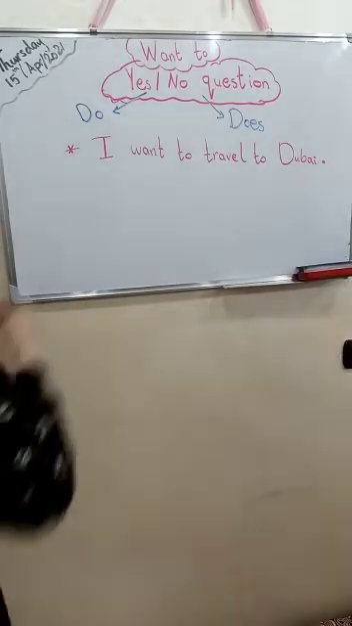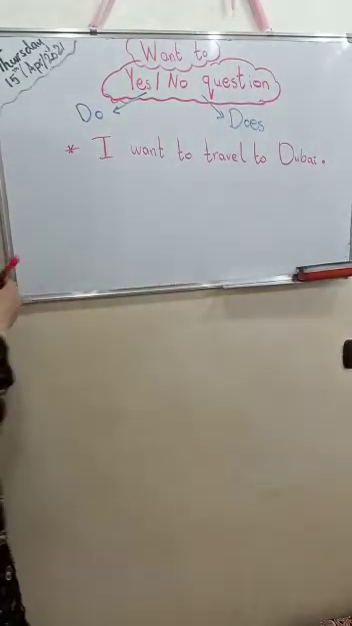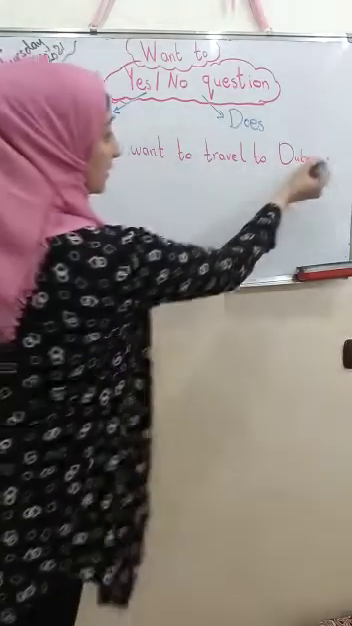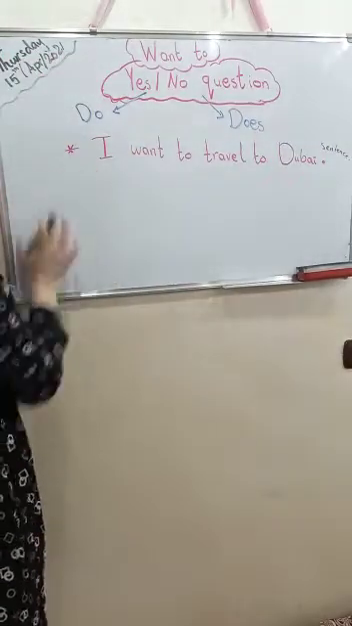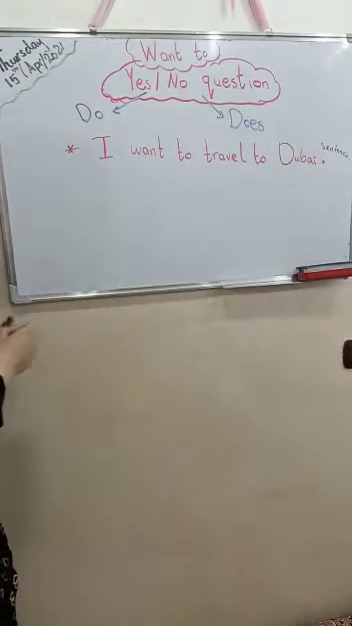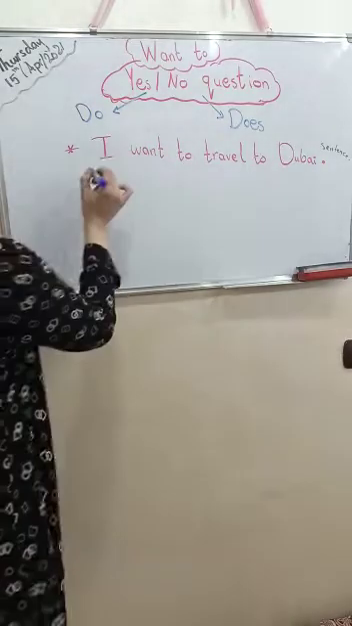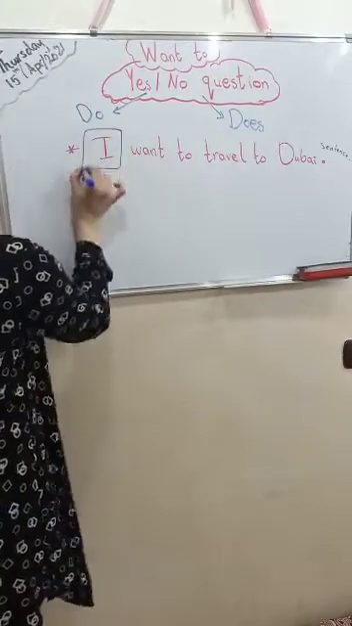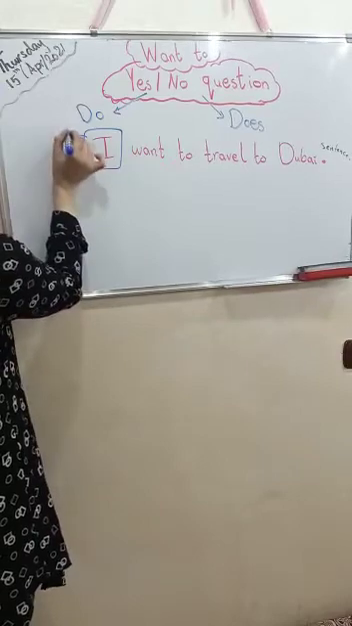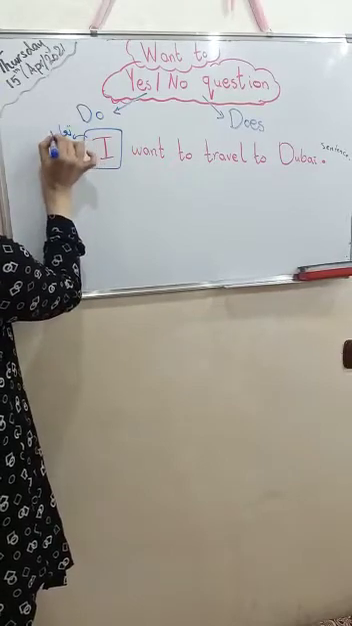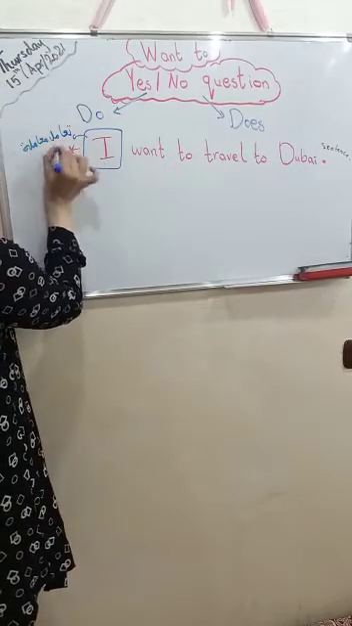The last example, I want to travel to Dubai. This is an affirmative sentence. هاي إيش جملة. Okay, I want to change it into yes or no question. First of all, you have to look at the subject. Where is the subject here? The subject is the pronoun I. وحكينا يا ثالث إنه الI in the simple present تعامل معاملة الجمع.